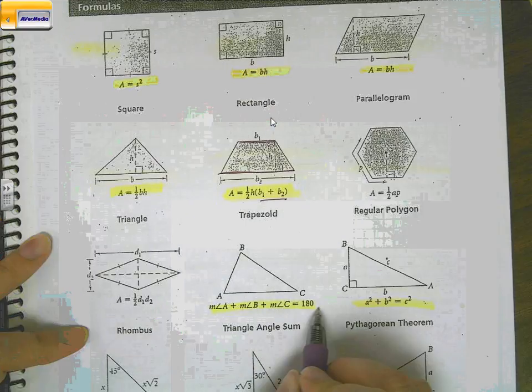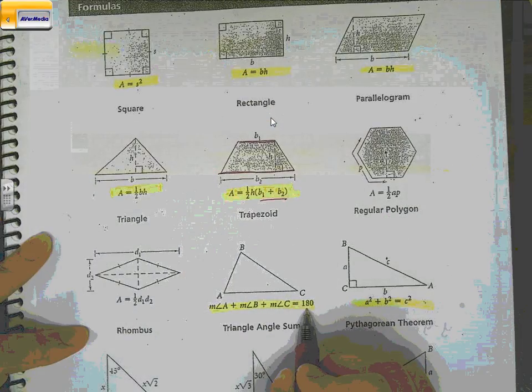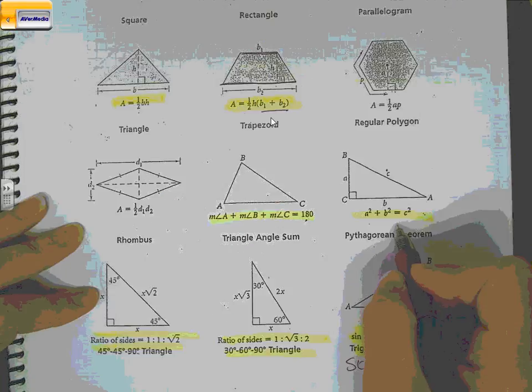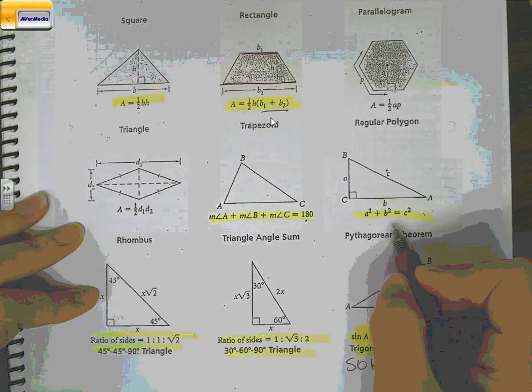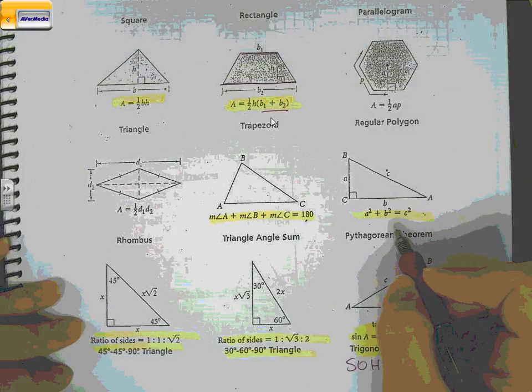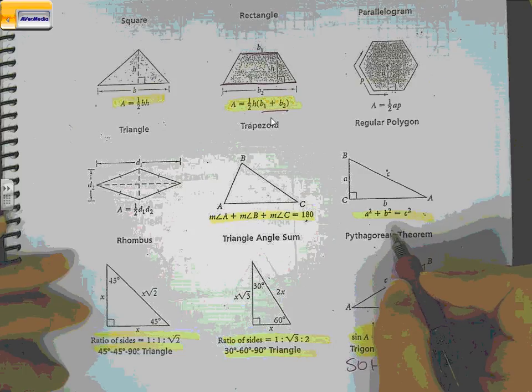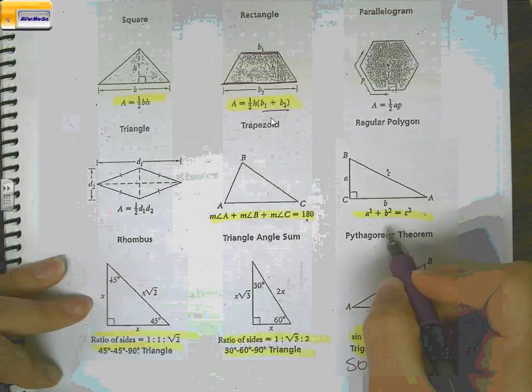All the angles in a triangle add to be 180. You need to know that. You need to know the Pythagorean Theorem. How many Pythagorean Theorem problems were there on this one? 4? The one you just took, 4 Pythagorean Theorem problems. So you need to know that.